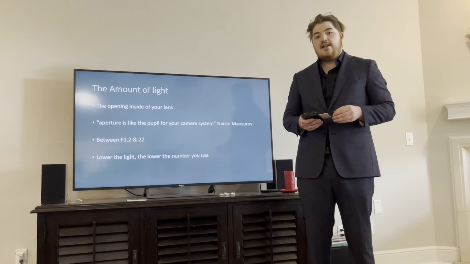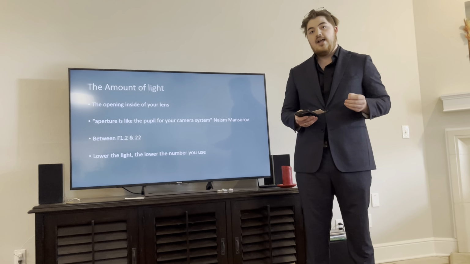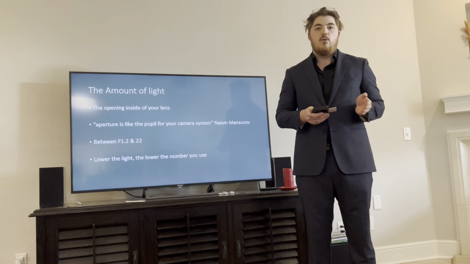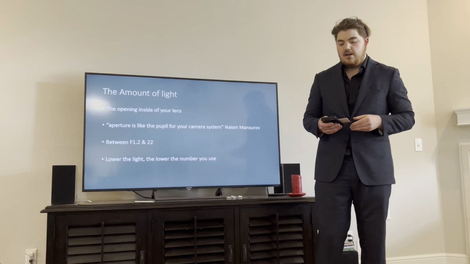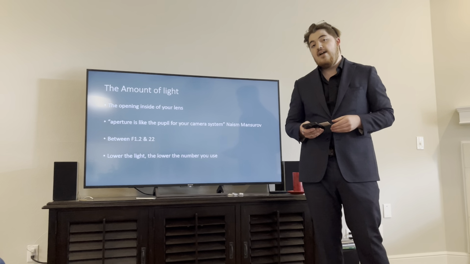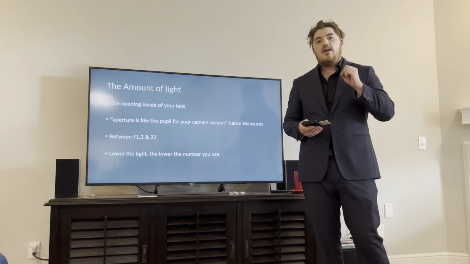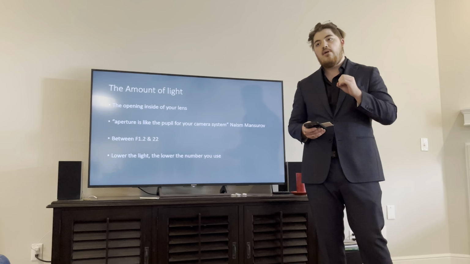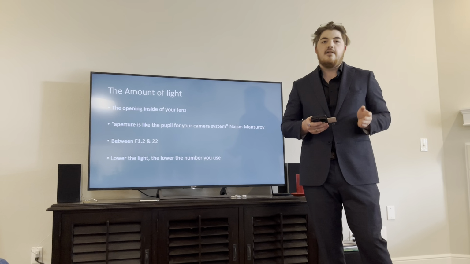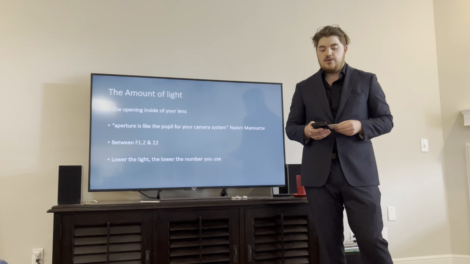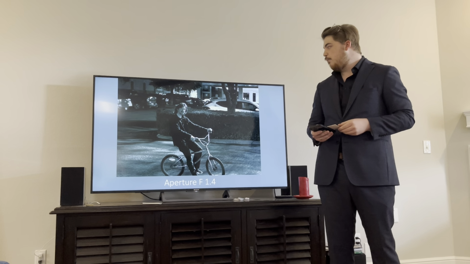The amount of light that's let in is let in through the opening of your lens, or the aperture. It is normally measured in f-stops, between f1.2 and f22. Some lenses will be higher and some lenses will be lower. Nasim Mansurov of Photography Life once explained it as the pupil for your camera system. And as your pupil opens and closes to let in more light, so does your camera. Generally, the way that you want to think about it is the lower the light, the lower the f-stop number that you want. And here's an example of a lower light shot at f1.4.